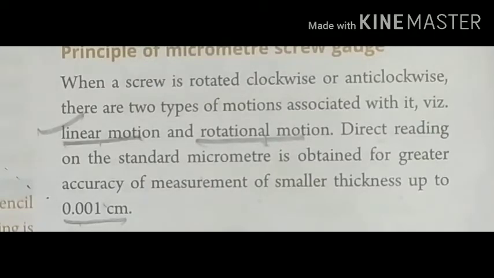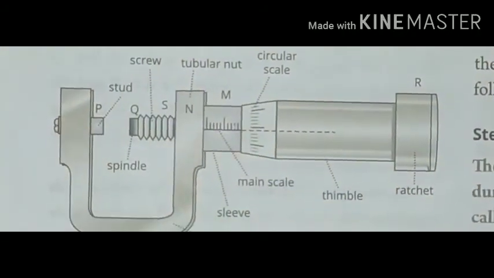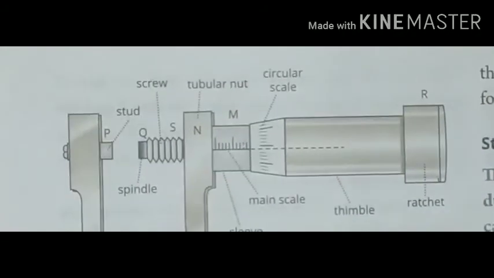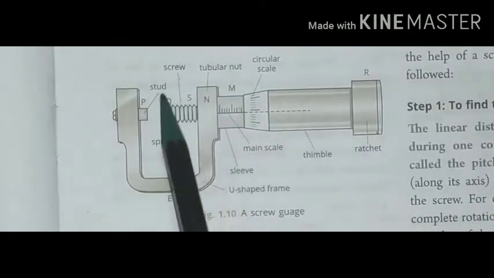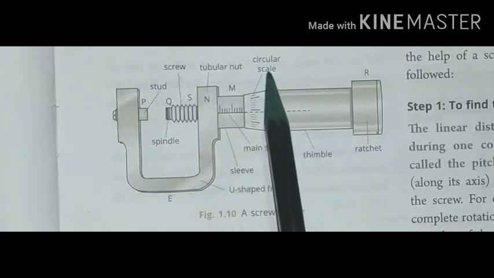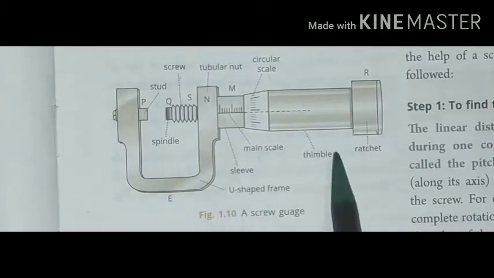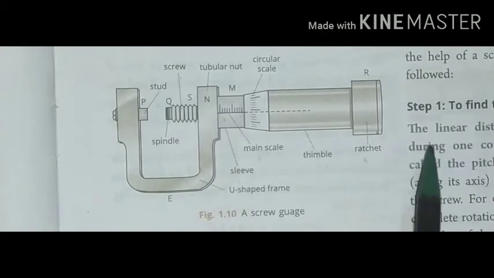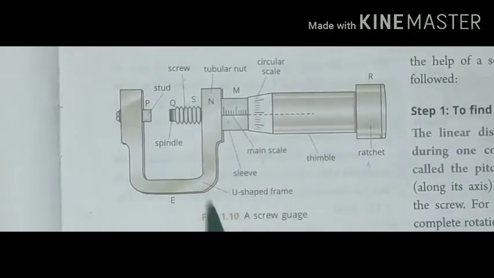Screw gauge, that is the frame. Okay, I will show you the diagram. See here. Screw gauge. See here: screw, stud, tabular nut, circular scale, main scale, sleeve, U-shaped frame, thimble, ratchet. Okay, this is a figure of a screw gauge.